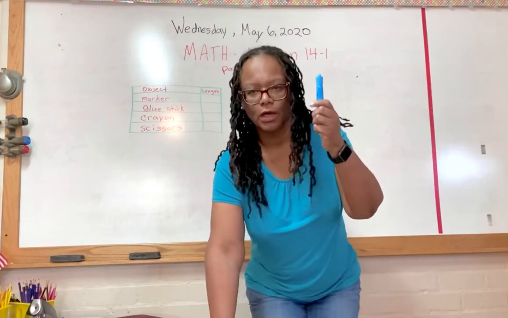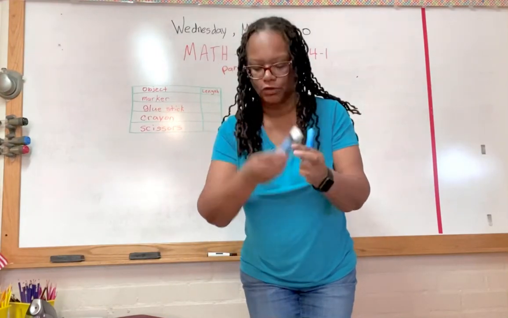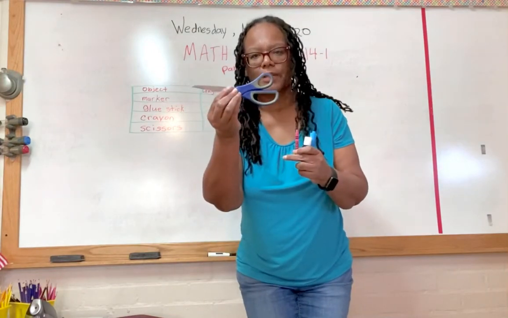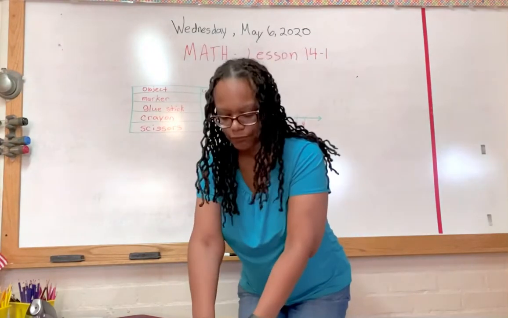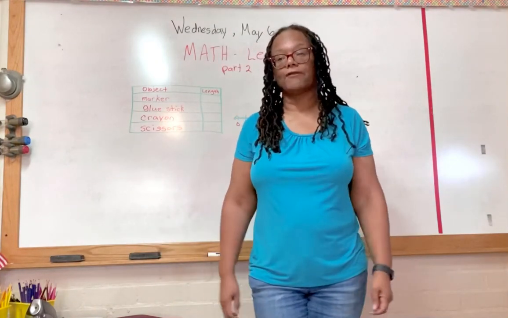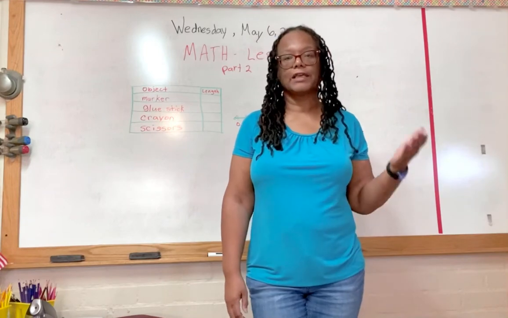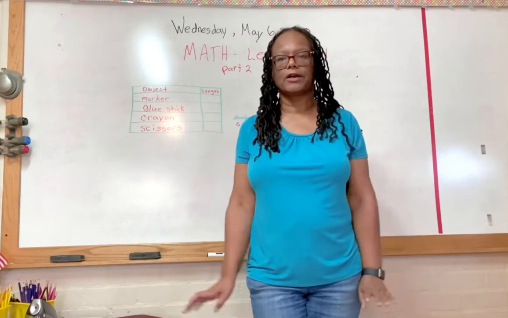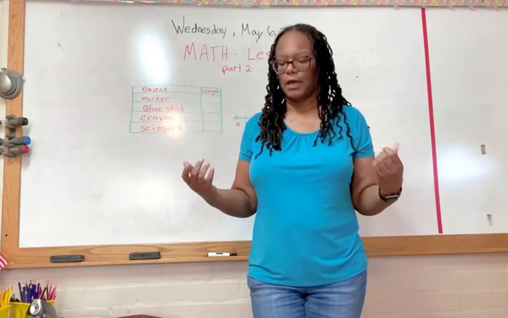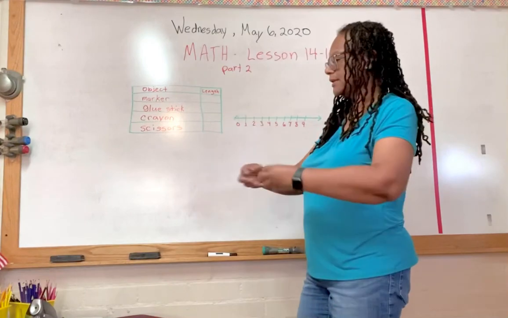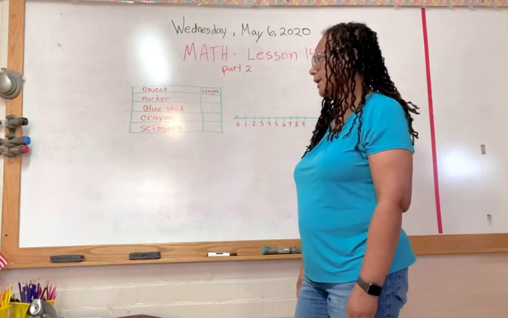So I have a marker, a glue stick, a crayon, and some scissors. You can pick any objects you want. These are things that I have in the classroom. You might have things in your room, in the kitchen. It can be food. It doesn't matter as long as you can measure it, and we can compare the length. Length means how long something is.